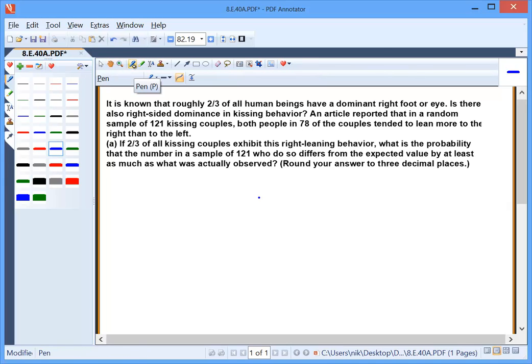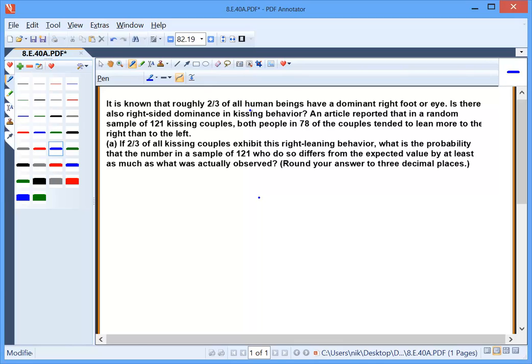So this is problem 8.40 or 13A on your homework for assignment 7. Let's see, so we know that roughly 2/3 of all human beings have a dominant right foot or right foot, and we want to know if there's also right side dominance in kissing behavior. So an article reported that in a random sample of 121 kissing couples, both people and 78 of the couples tended to lean more towards the right than to the left.